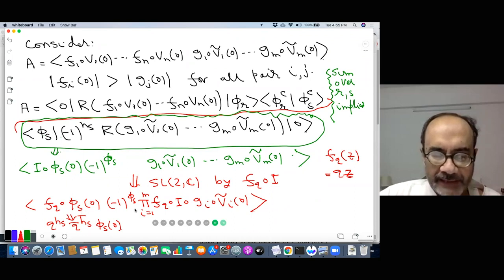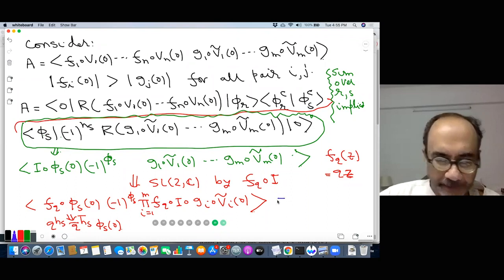So if phi s is odd, then the rest is odd. So while pulling it on this side, you will pick up a minus sign. That will cancel the minus 1 to the phi s from there. If phi s is even, then of course there is no sign involved. And then minus 1 to the phi s is 1. So basically we can pull this phi s on the right at the cost of removing this minus 1 to the phi s.